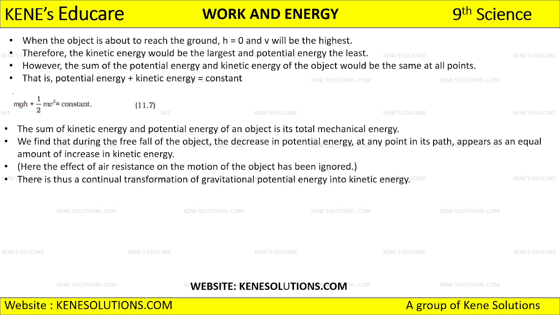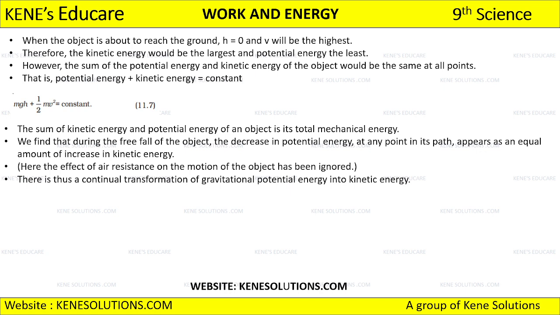Then over here we need to discuss from here, right? See, when the object is about to reach the ground, that is when h is 0, v will be the highest, right? v means the velocity is going to be highest. So therefore, the kinetic energy would be the largest and potential energy will be the least.